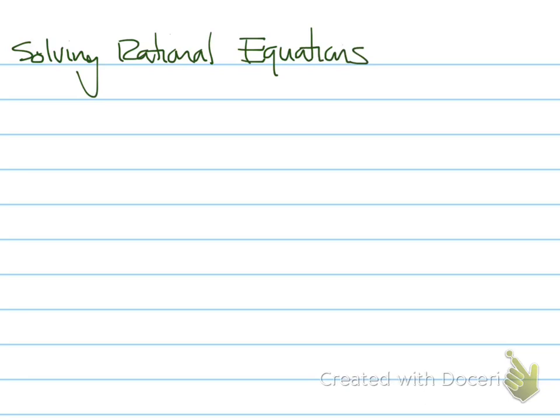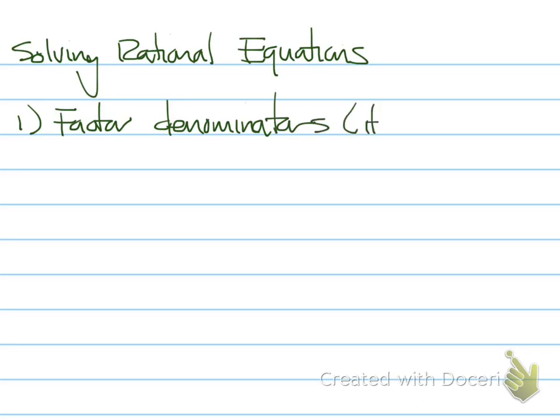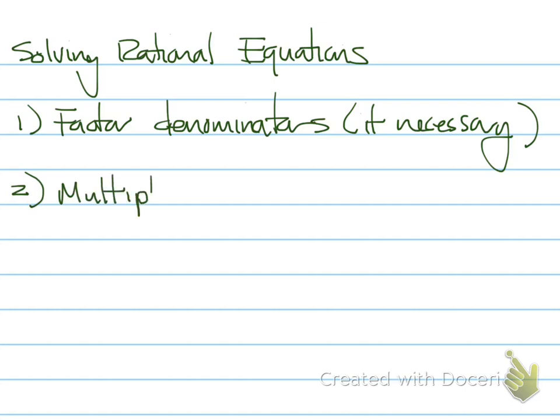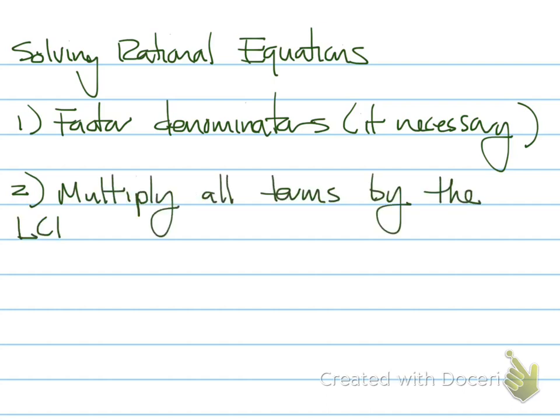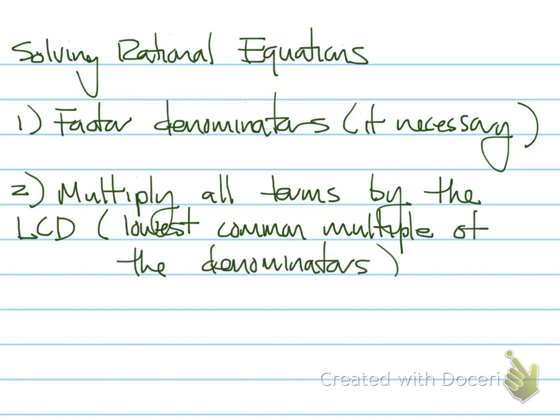To solve rational equations, you're going to use a similar process as you would for fractional equations that have fractional coefficients. We're going to first factor any of the denominators, and then we're going to determine what the lowest common denominator is. Lowest common denominator is the lowest common multiple of the factors in the denominators.